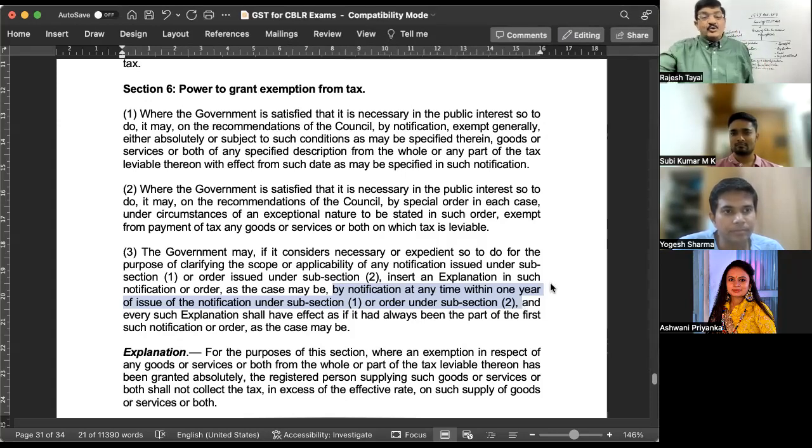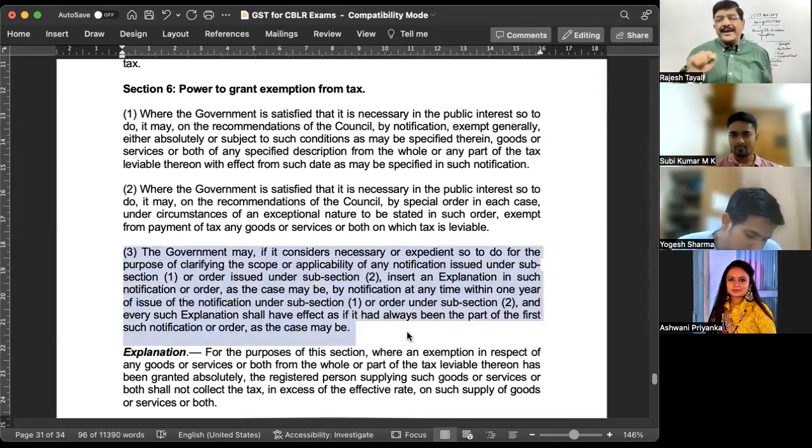Okay, now read the whole thing in one go. The government may, if it considers necessary or expedient so to do for the purpose of clarifying the scope of applicability of the notification issued under subsection 1 or order under subsection 2. What is the purpose? Explanation, nothing else. It is not an amendment.